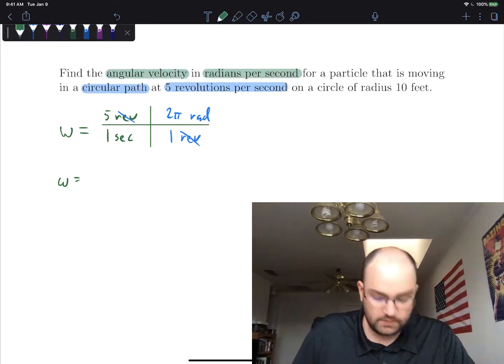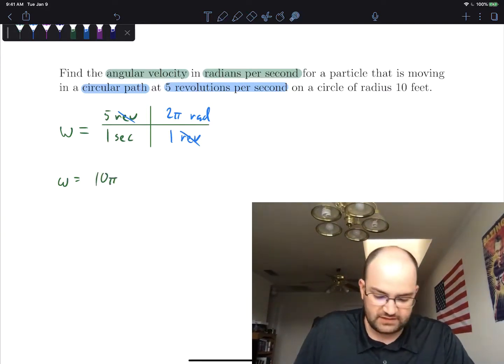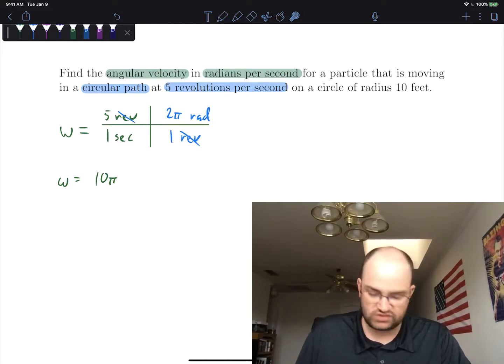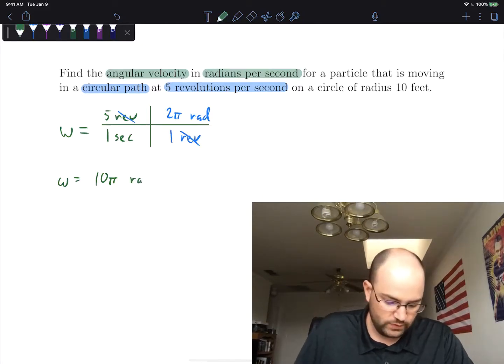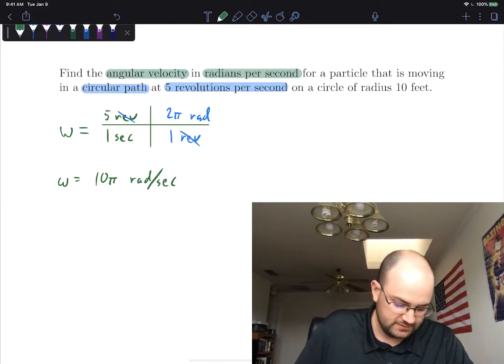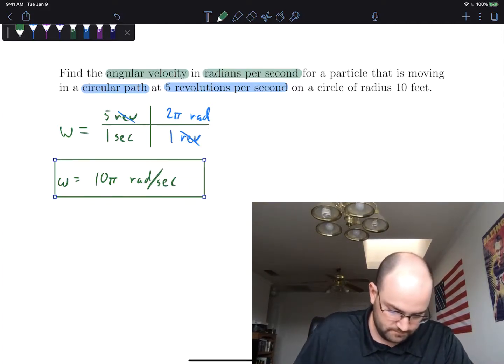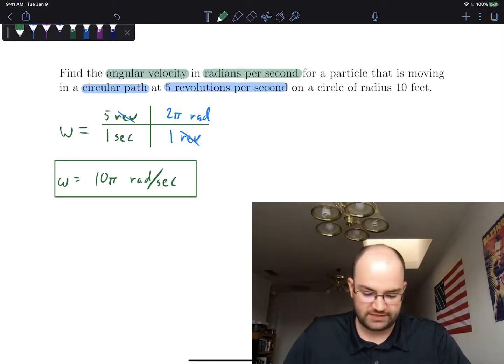Anyway, multiply straight across. 5 times 2 pi is 10 pi. And if you notice in the denominator, we just have 1 times 1, so I don't need a denominator here. So it's just 10 pi. And for the units, of course, they are radians per second. And there you go. 10 pi radians per second. Awesome.